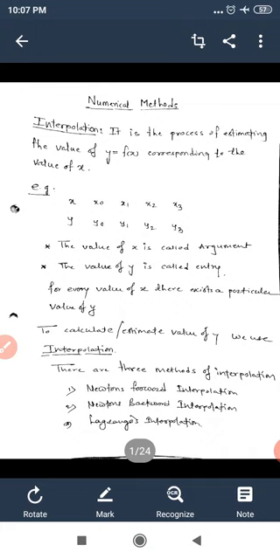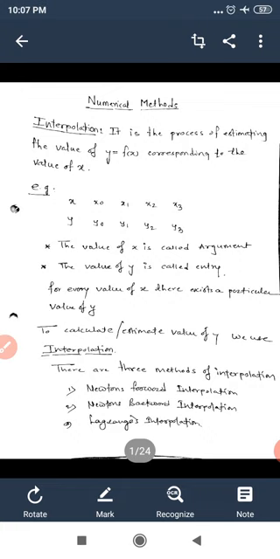First chapter is interpolation. Interpolation is the process of finding the value of y equal to f of x corresponding to the value of x. For example, if the values of x are x0, x1, x2, x3 and values of y are y0, y1, y2, y3: for x equal to x0, y is equal to y0. For x equal to x1, y is equal to y1. For x equal to x2, the corresponding value of y is y2. For x equal to x3, the corresponding value of y is y3.